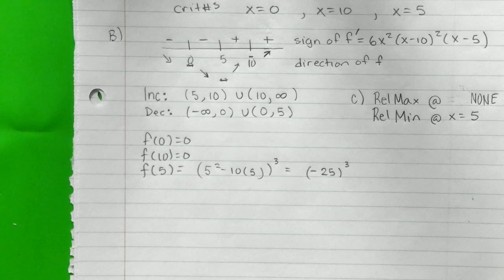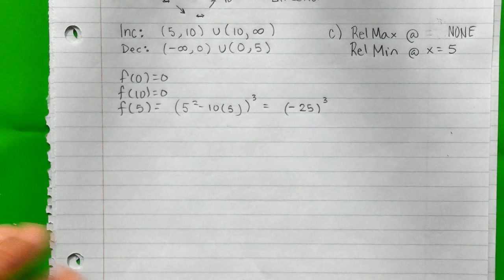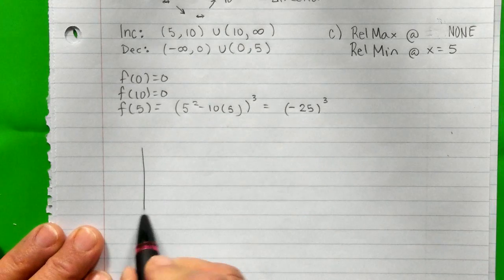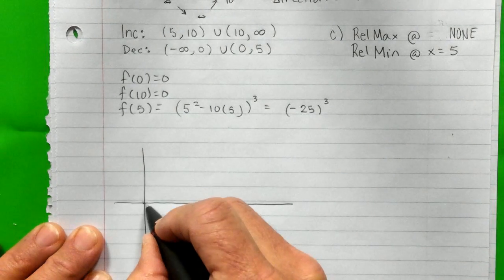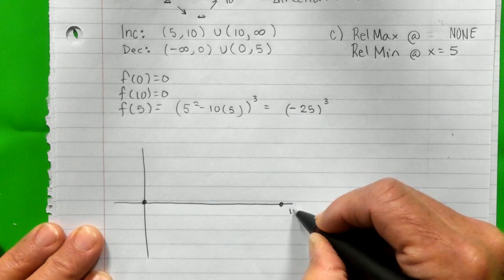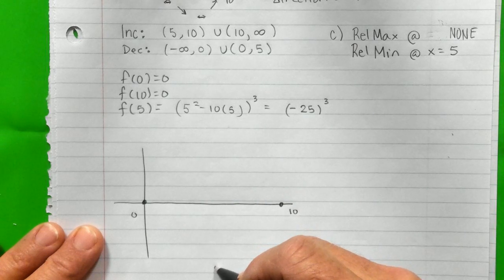Let's draw the picture. And let's see, everything's happening over here. I don't need a negative axis. Let's go here. F of 0 is 0. F of 10 is 0. And f of 5 is a big negative number.